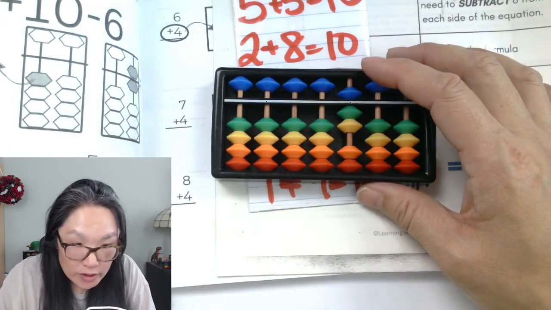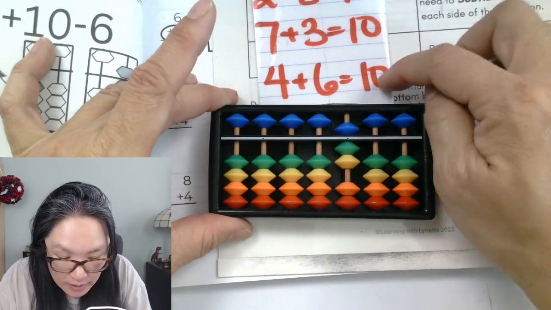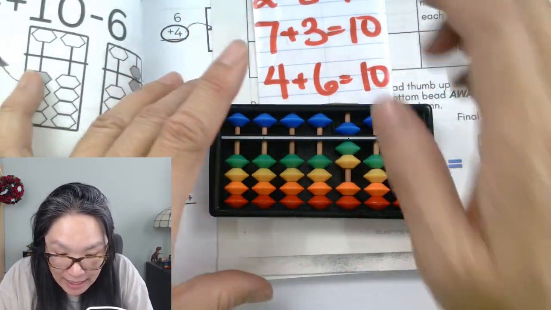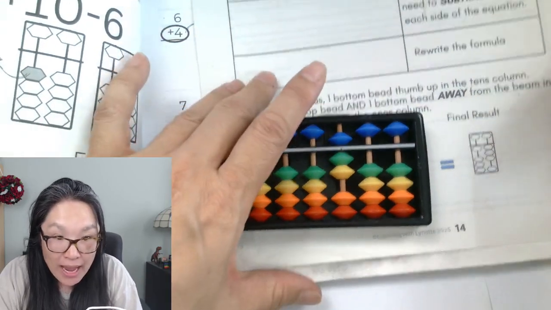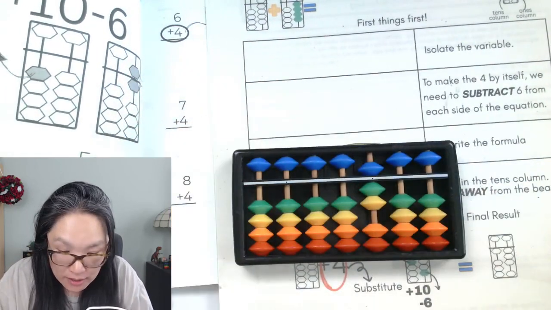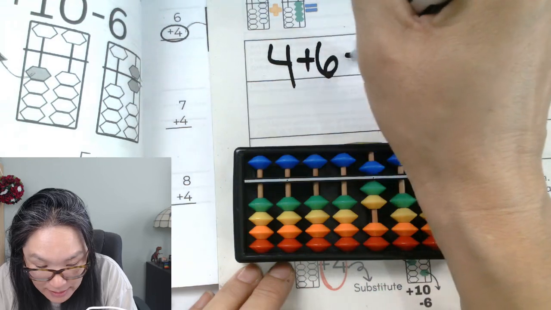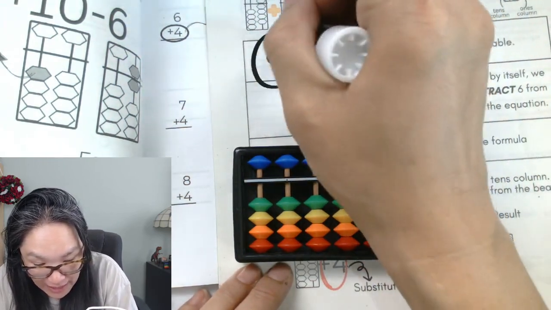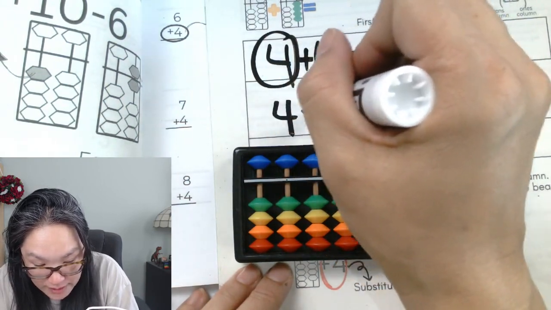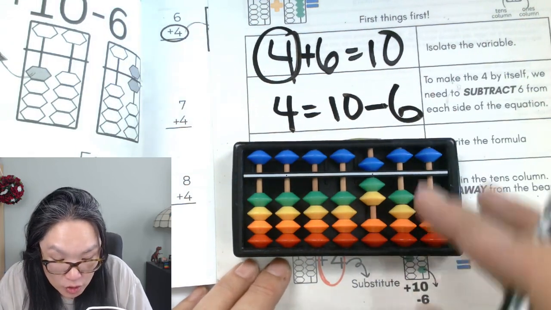So what are we going to do? We have to utilize this 10 bead, the 10 formula. The 10 formula works exactly the same. This is now a pattern that we are utilizing. So we know that 4 plus 6 equals 10. When we isolate the variable, 4 is equal to 10 minus 6. Make sense?